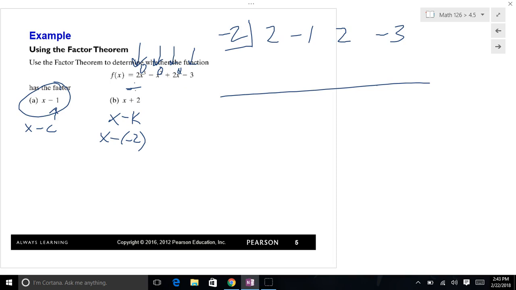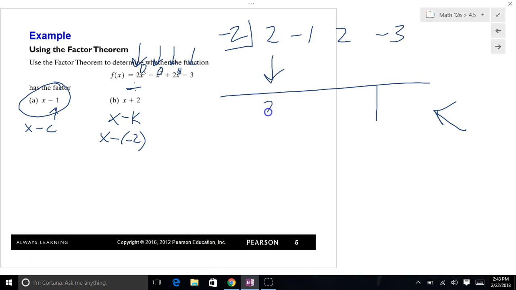If you don't have a degree, you've got to put in 0 up there. And then we're looking right here for our remainder. What's our remainder? Right there at the end. If it's 0, x plus 2 is a factor. If it's not 0, then it is not a factor.